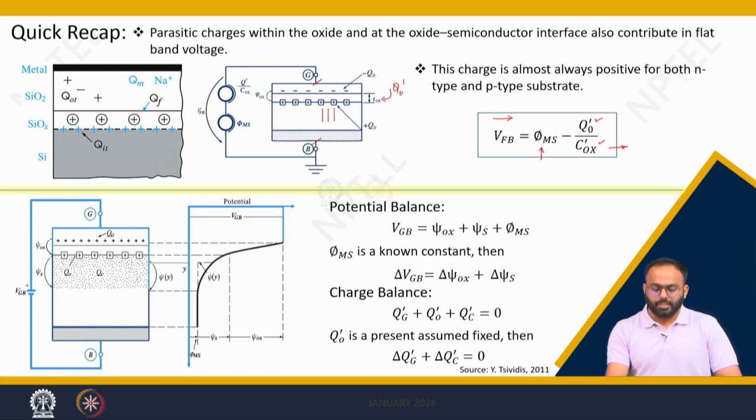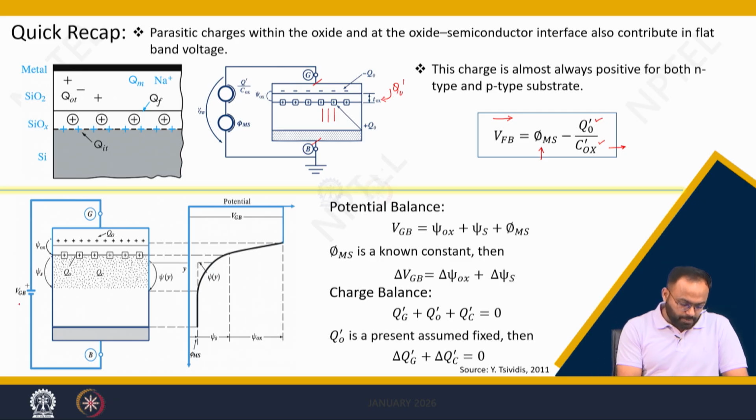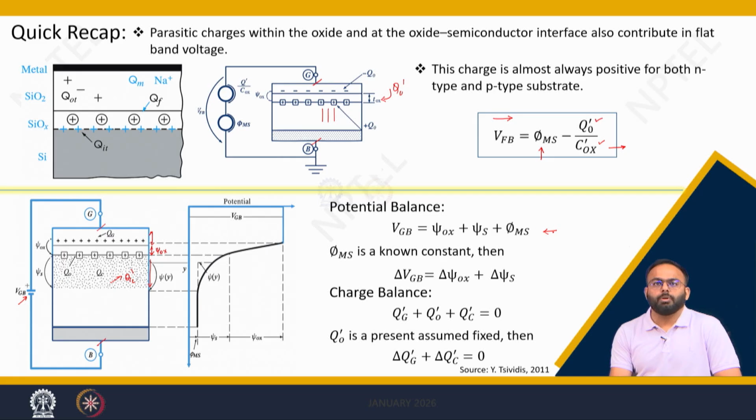We have also seen the potential and charge balance equations in the two-terminal MOS cap structure. When we apply VGB, it drops across the oxide, which is this layer, psi ox, and across the surface, psi s, which is actually causing the charge pileup here. This charge is referred to as the channel charge, and there is also a potential drop across the two contacts, which is the contact potential. So the potential balance equation can be written as VGB equals psi ox plus psi s plus phi ms.